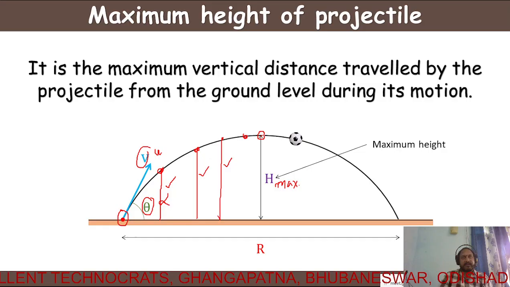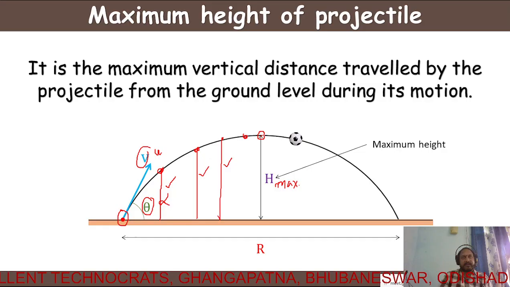So the point where there is a maximum vertical distance traveled by that particular body or the projectile from which level? From the ground level during its motion is called H max. Any doubts here? Maximum height. Next is horizontal range.